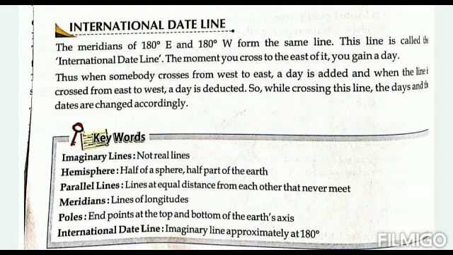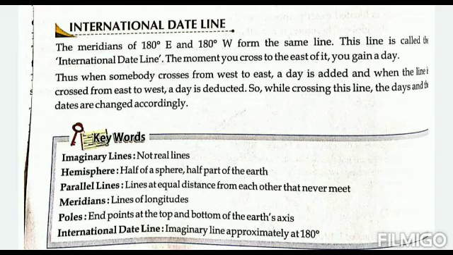So while crossing this line, the days and the dates are changed accordingly. Now let's read about some keywords. Imaginary lines means not real lines. They are just drawn to find out the climate, weather, and location of a place. Hemisphere: half of a sphere, half part of the earth. Parallel lines: lines at equal distance from each other that never meet. These are latitudes. Meridians: lines of longitude, they meet at the poles.